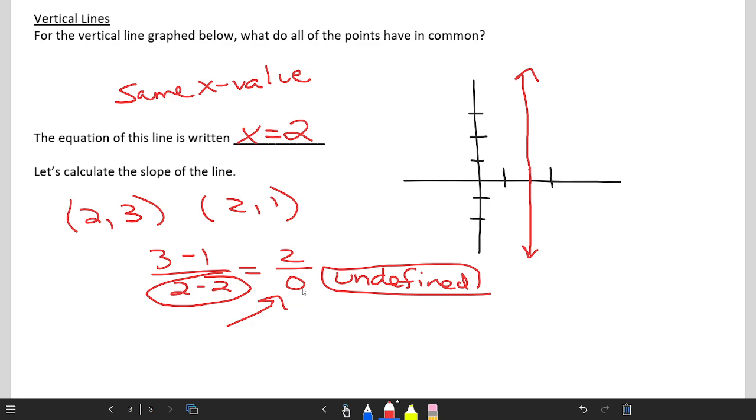because you can't divide by 0, and you're always going to have those matching x values in the denominator for a vertical line. We said slope kind of describes what happens left to right. Well, you can't really follow this line left to right because they all have the same x value, so you can't move left or right on this graph. So that also might help you remember that the slope of a vertical line is undefined.